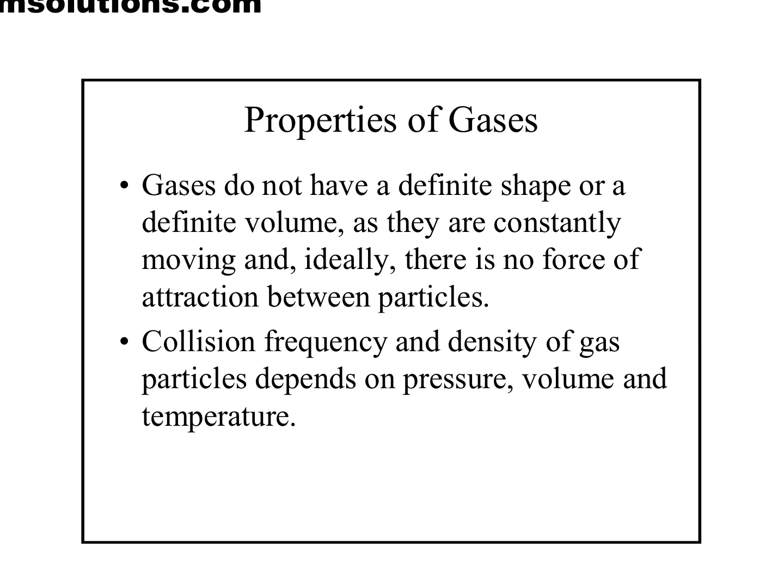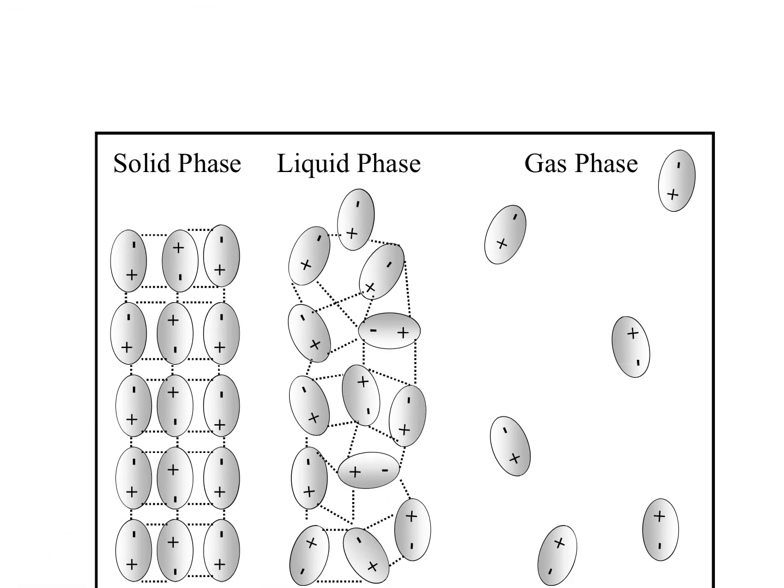Gases do not have a definite shape or a definite volume because they are constantly moving, and ideally there's no force of attraction between them. We know they're going to take the shape of their container. We know that they are going to take the volume of the container that they're in. Collision frequency and density of the gas particles is going to depend on the pressure, the volume, and the temperature. So we'll need to think about those variables when we're thinking about different things like that.